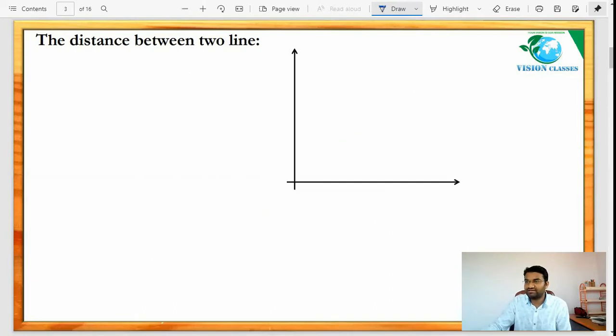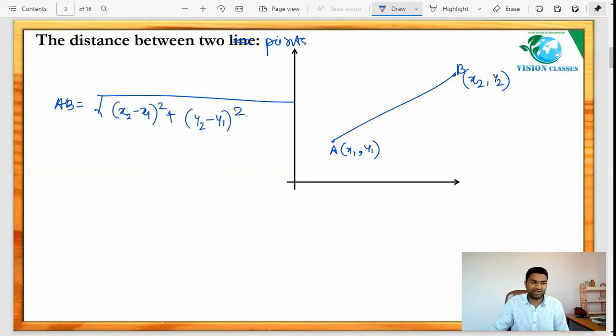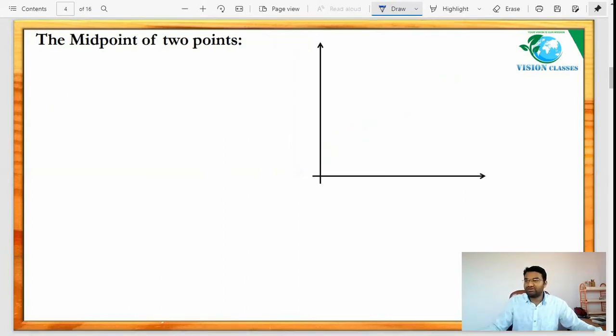Okay. The next point is the distance between two points. Let's say you take a point A, x1 comma y1, and B, x2 comma y2. Then the distance between them, AB, is equal to the square root of (x2 minus x1) squared plus (y2 minus y1) squared. Means if you have the A coordinate and B coordinate, then you can easily find the distance AB. Got it?